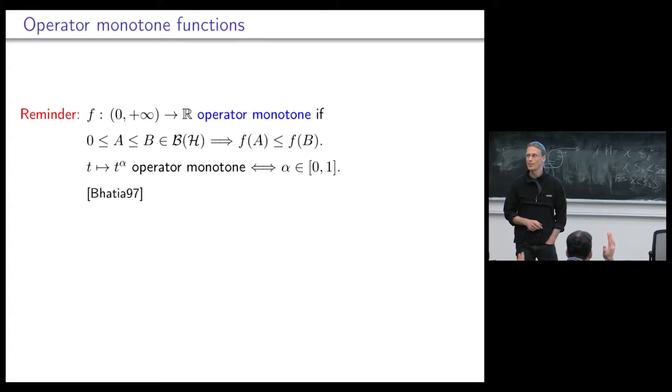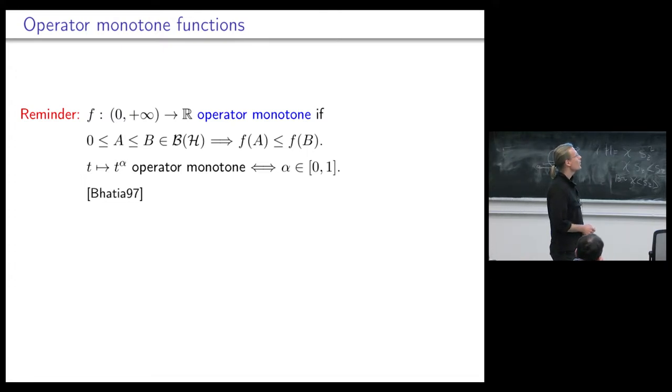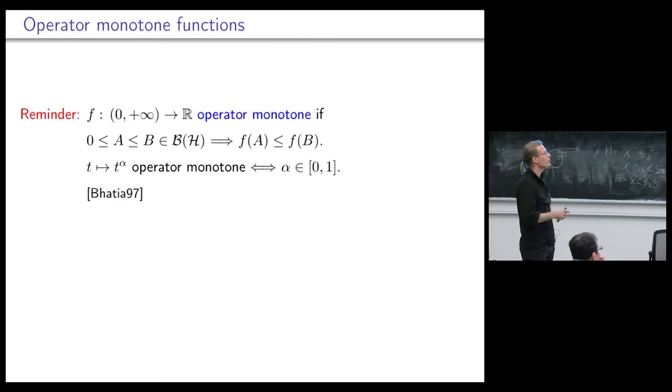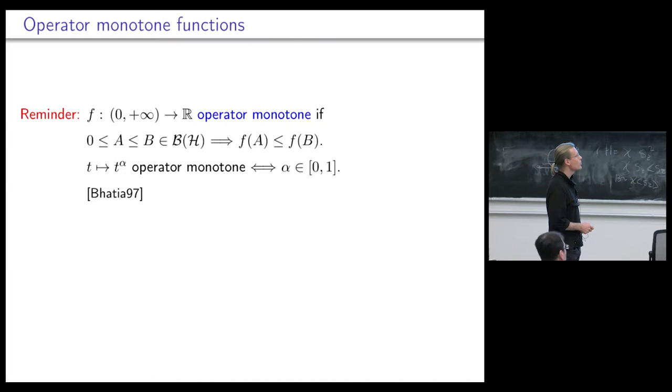OK. So in general, if we have a function, we will restrict our attention to real functions defined on the positive half line. Then of course we know what it means to be monotone. And we can put operators into functions, just using the spectral calculus: you can diagonalize the operator and compute the function of the diagonal elements. And then we have an order on operators. As I have defined before, we have this positive semi-definite order, so we can say that one operator is larger than the other. And we can ask whether a function that is monotone on numbers is still going to be monotone on operators. Okay. And it turns out that not necessarily.